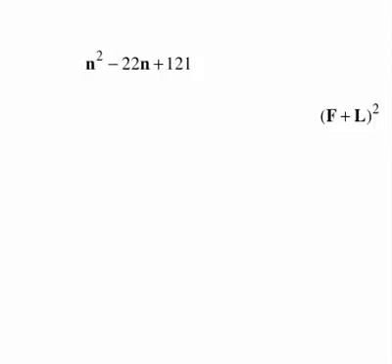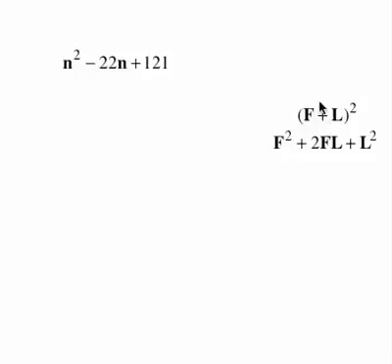So we have n squared, take away 22n plus 121. All right, let's just talk about that for a second. If you had some binomial squared, so first plus last all squared, it will give you the first term squared plus 2 times the first times the last plus the last term squared.